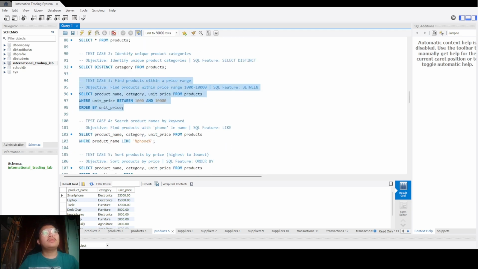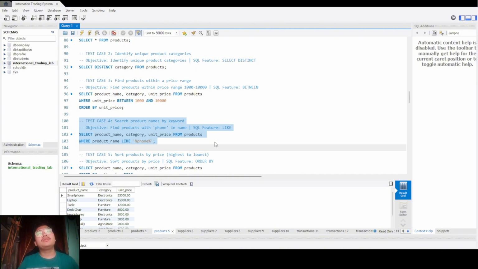So now let's go to test case 4, search product names by keyword. Query: SELECT product name, category, unit price FROM products WHERE product name LIKE '%phone%'. The LIKE operator is used for pattern matching. The percent sign is a wildcard that means any characters, so '%phone%' means contains the word phone anywhere. The result shows smartphone and headphones because both contain phone.